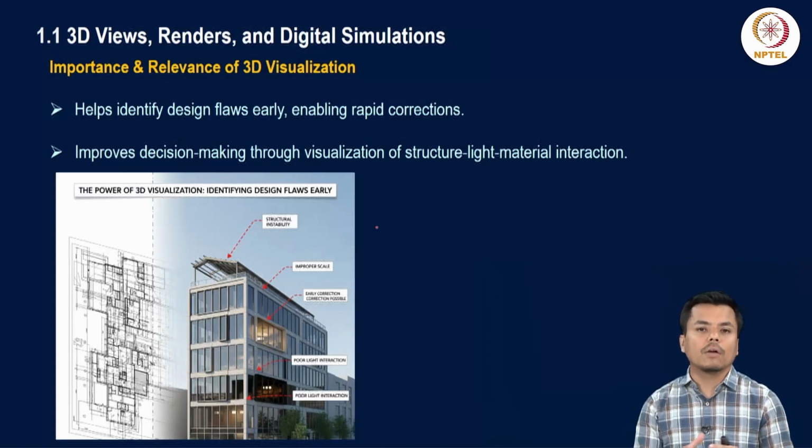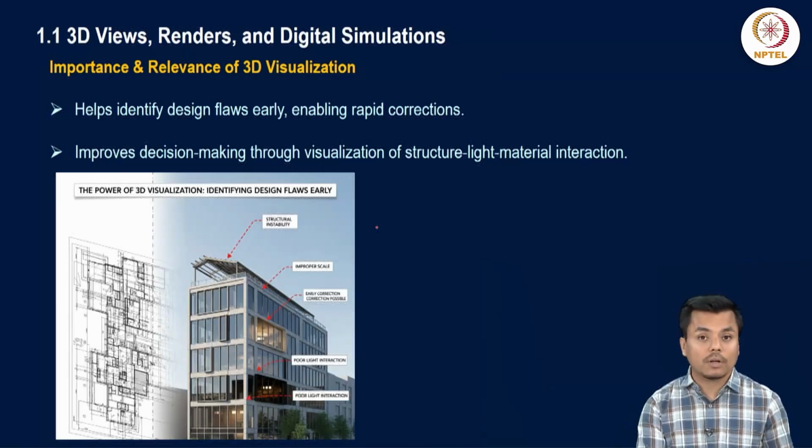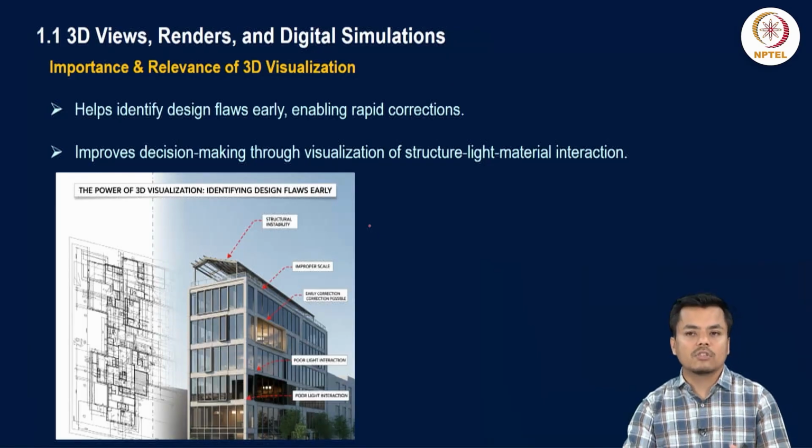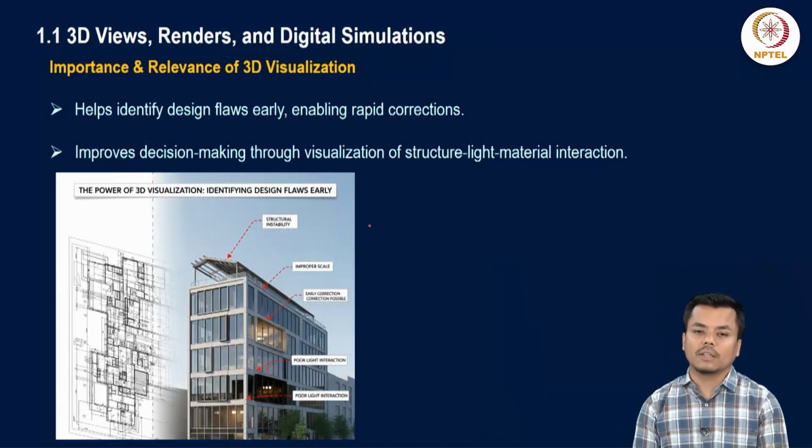So that is where you have to go back, correct the elevation, or maybe to correct the elevation you may have to correct the floor plan also. So these are all a process that is generally adopted when you proceed in your architectural design projects. So it improves decision making through visualization of structure, light, material interaction. So how does structure, light and material interact with each other? So that is what is clearly understood through 3D views.